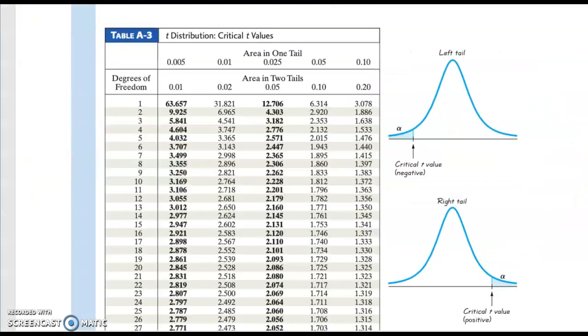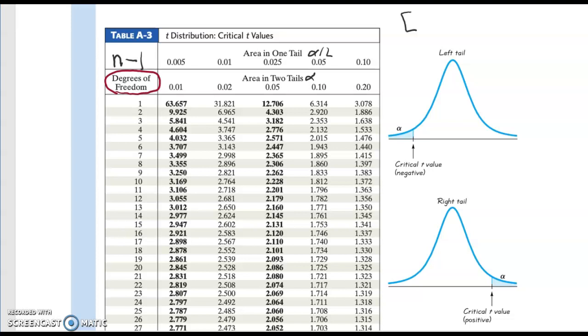Here's a copy of the t-distribution table. You also have one in your notes. I'm going to try to show you how to use it. So here we have our degrees of freedom on the right, and that is what's equal to n minus 1. We have our area in one tail listed. Well, that's what we know as alpha divided by 2. The area in 2 tails would simply be our alpha value.